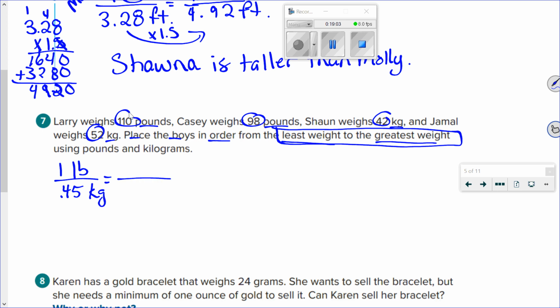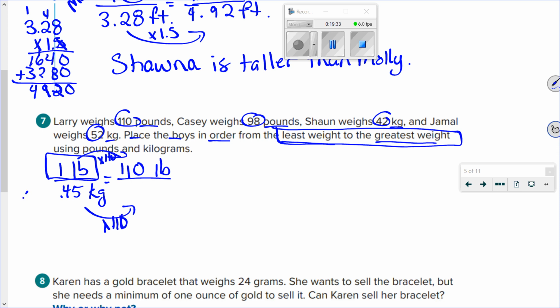Couple of notes. First off, I always want what I'm converting from to be a 1 right here. That's what's going to make this easy. So that should help you decide which one I want to convert. So I always want the 1 there because the other piece I know is going to go here. So if I know that I'm going to 110, 1 times what is 110? 110. Meaning I'm going to do 45 hundredths times 110.